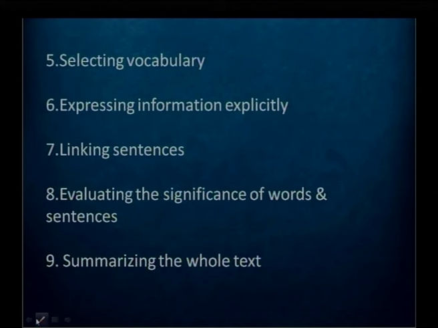And the next one is expressing information explicitly. Whatever the information, it should be very clearly explained in the text. It should give a complete picture, complete information in the expression. Then only do we have thorough knowledge over the content. If there is no explicitness, no analysis, and no plenty of information regarding that particular area, the readers may not accept it. The next one is linking sentences, which is very important. Again, it has a link with the words.